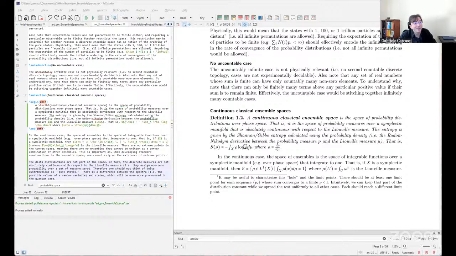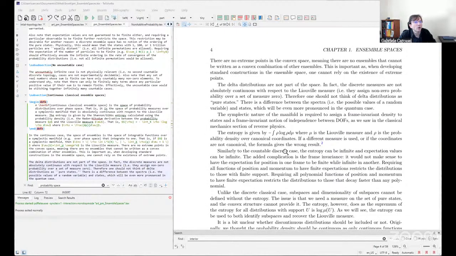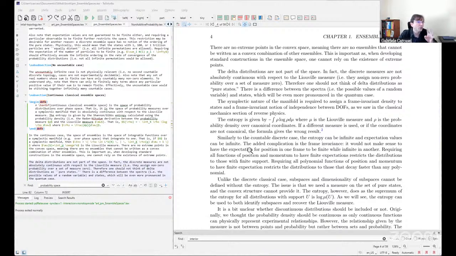And this density exists only if the measure is absolutely continuous. So if you're not assigning finite probability to sets that have zero states, where the Liouville measure is zero. And the fact that the units must be right, this is a note that I have here. Rho is a probability density over canonical coordinates. If a different measure is used, if the Liouville measure is not used, or the coordinates are not canonical, then you get the wrong result for the entropy. So you must use these things.